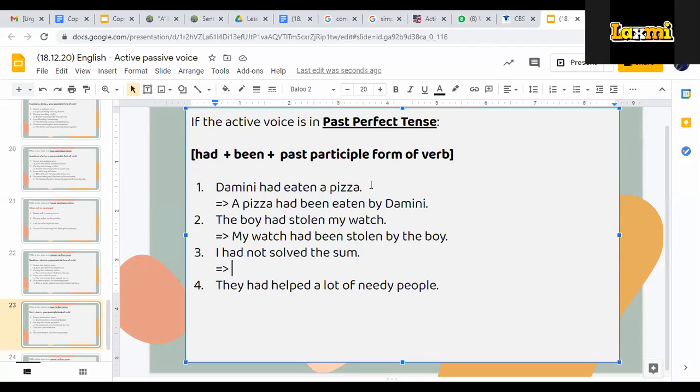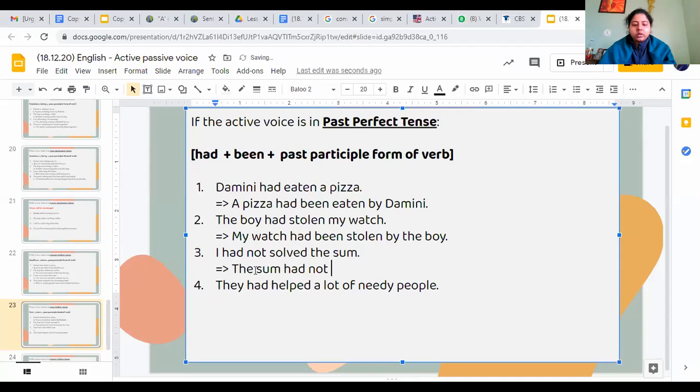Third one, teacher, can I say? Yes, Lakshmi, you can. Harsh Dubey, you are writing by a boy. It will be by the boy. Keep that in mind. Otherwise, it's all right. Yeah, go on, Lakshmi. The sum had not been solved by me. Great. The sum had not been solved by me.